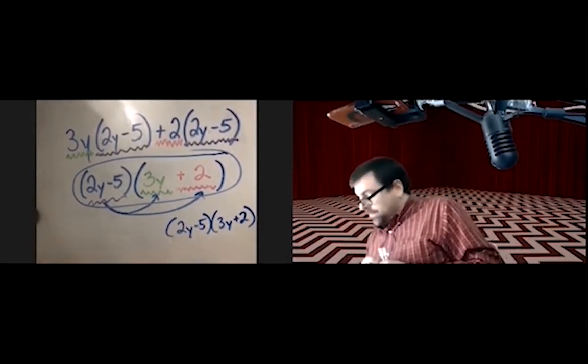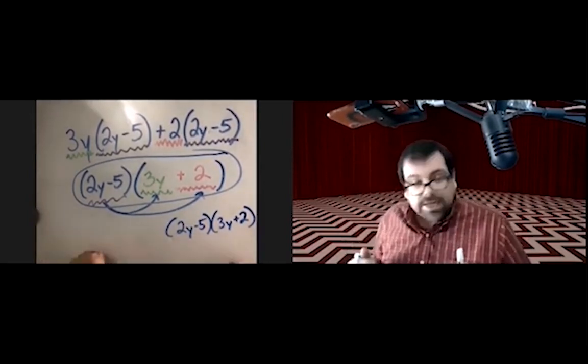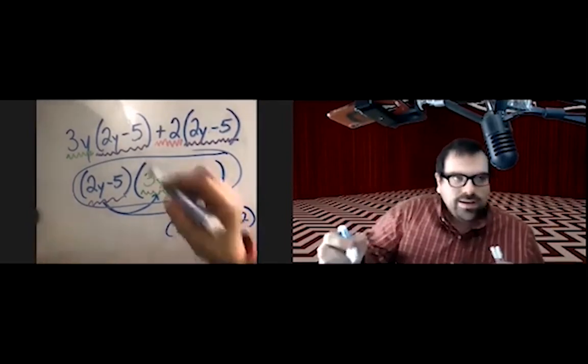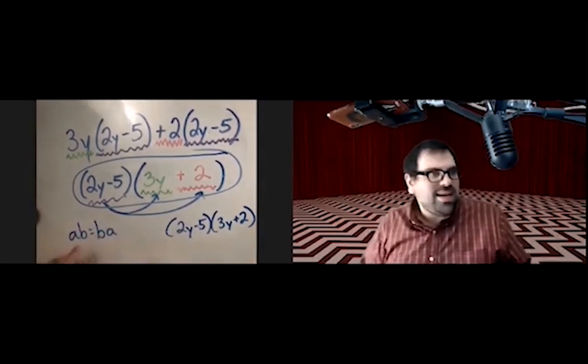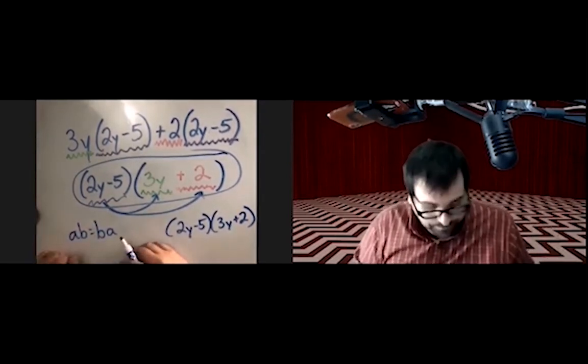Factored form is allowed to be written in either way. Why? Well, because a times b is the same as b times a. That's the name of the game.